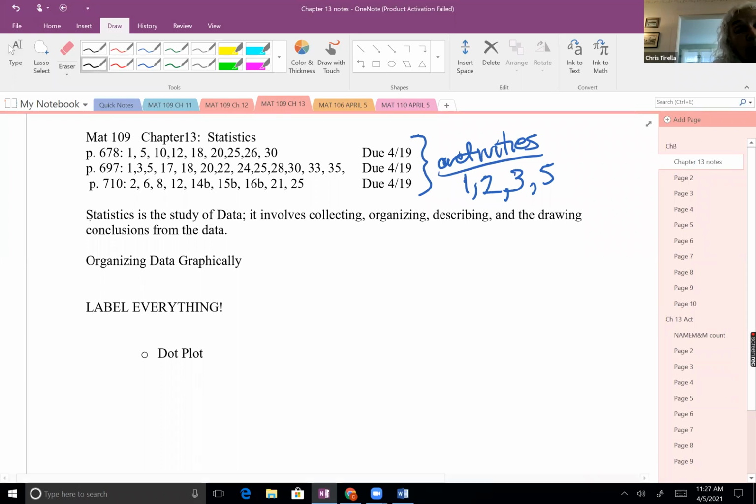Then we're going to be looking at statistics. Statistics is the study of data. It includes collecting, organizing, describing, and drawing conclusions from the data. These first three parts are referred to as descriptive statistics.